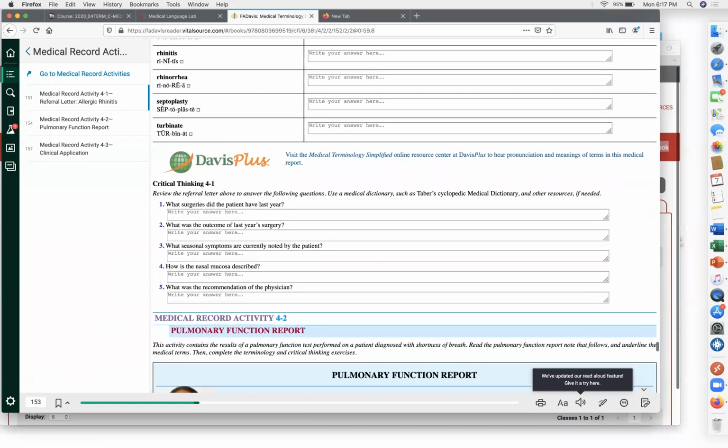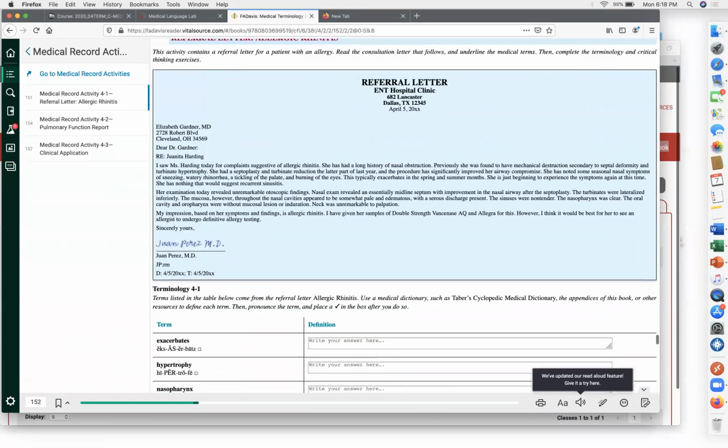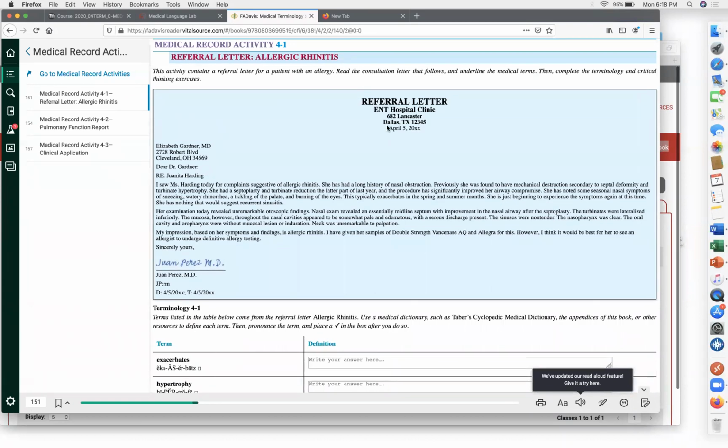There you go. I can tell you right now with all certainty, no one's ever going to ask you what does septoplasty mean? What's turbinate reduction mean? No one's going to ask you a straight up medical terminology definition question. But what will they ask you? What was done for my patient? What was the reaction of my patient? Who saw my patient? And knowing medical terminology will help you answer those questions.